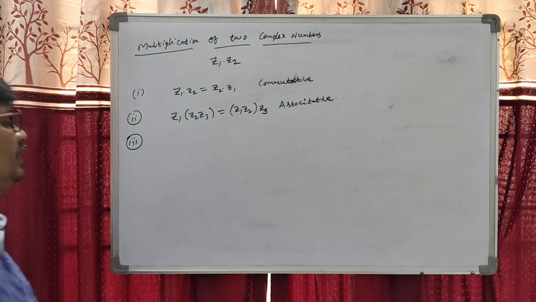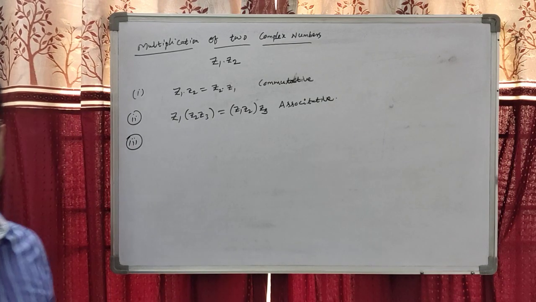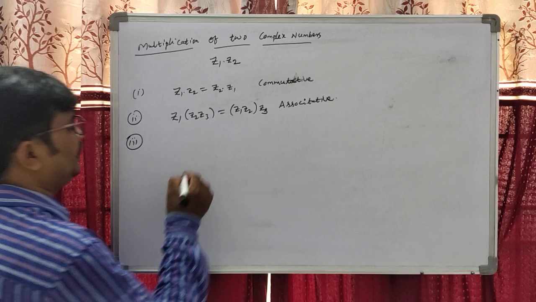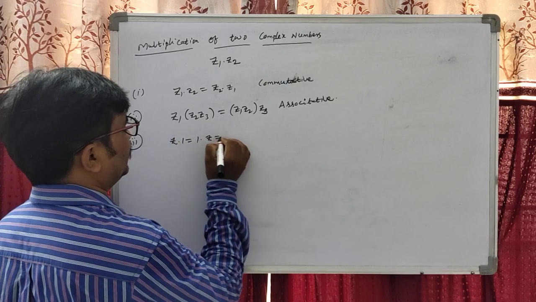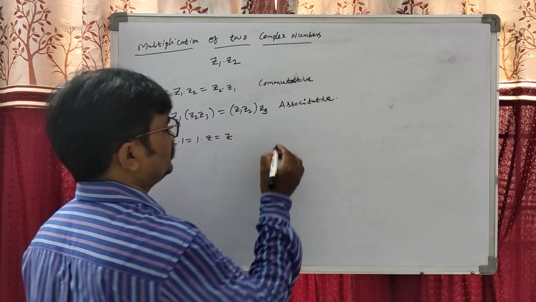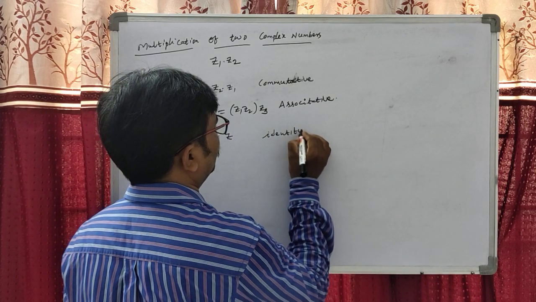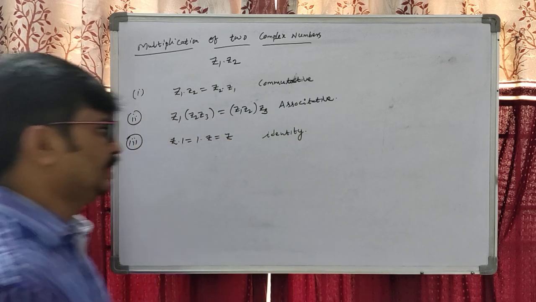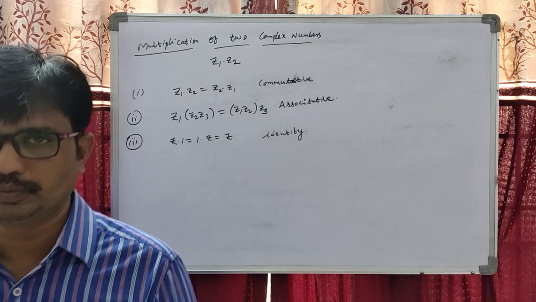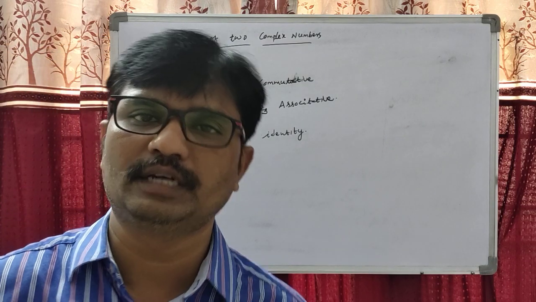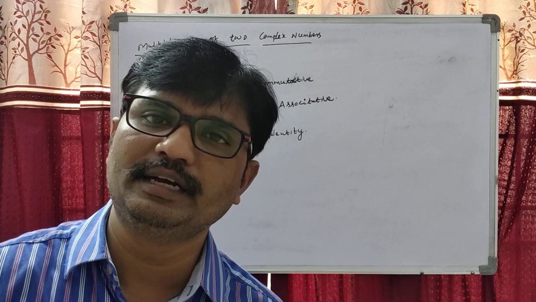We have to know that 2 ones are 2, 3 ones are 3, 4 ones are 4. Therefore identity means z into 1, 1 into z equals z. One is called the multiplicative identity. Additive identity is 0: z plus 0 equals 0 plus z equals z. So additive identity is 0 and multiplicative identity is 1.